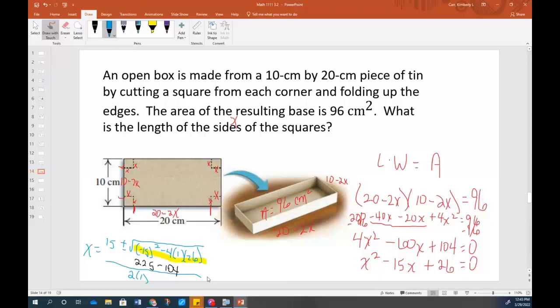So now I'm going to have 15 plus or minus the square root of 121 all over 2. The square root of 121 is 11. 15 plus or minus 11 over 2. 15 plus 11 is 26, and 26 divided by 2 is 13. 15 minus 11 is 4. 4 divided by 2 is 2.